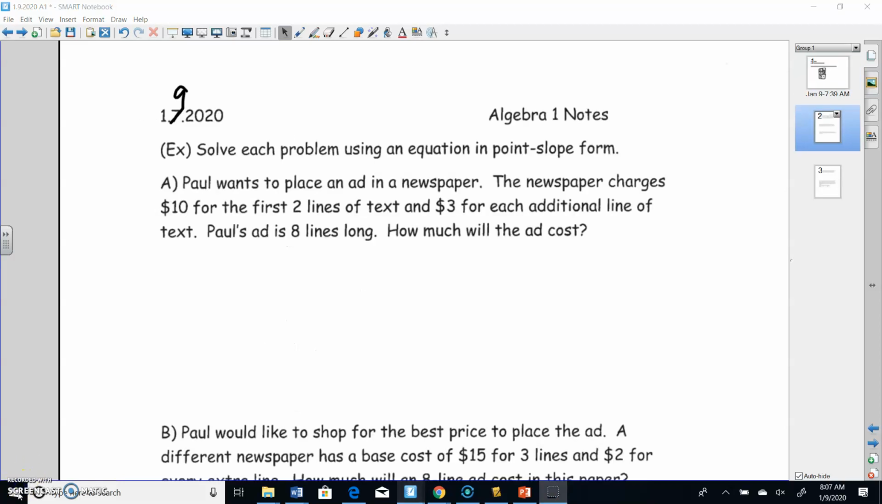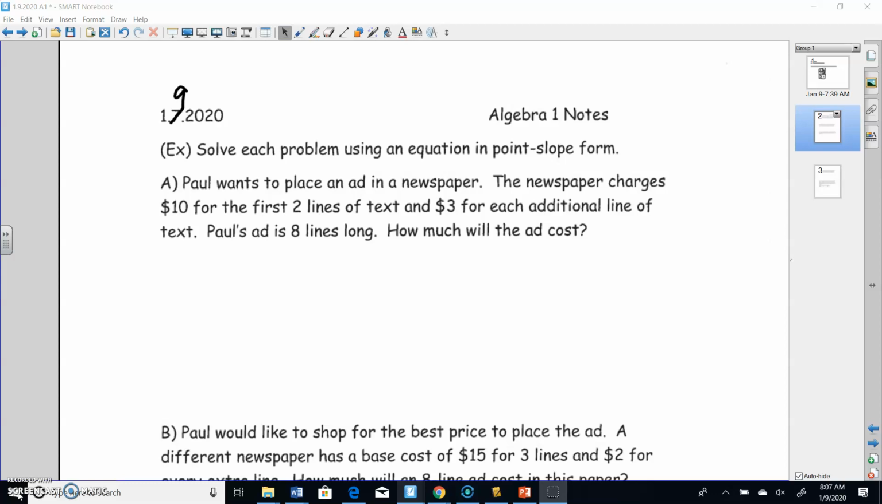Okay, so we have looked at how to put information data into point slope form. Now we're going to look at some applications of when we might see problems in the real world that we could put into point slope form and then actually find some other solutions to it. So let's look at example A.